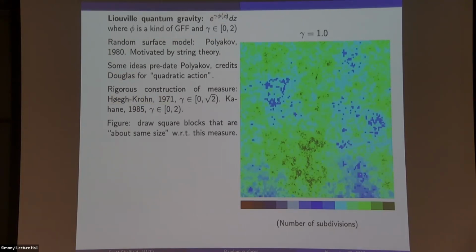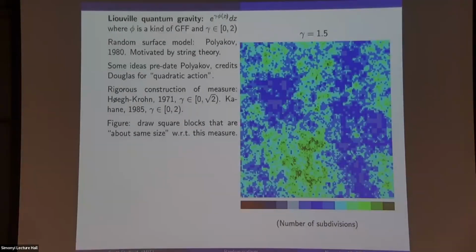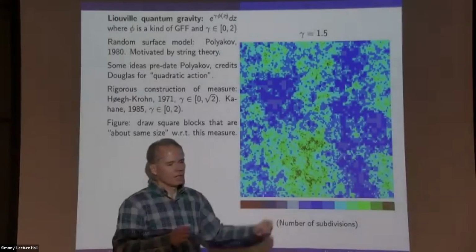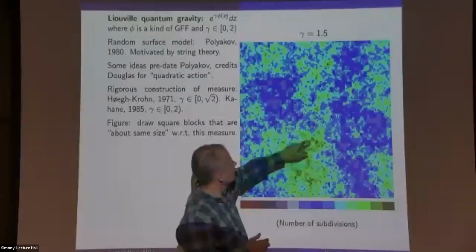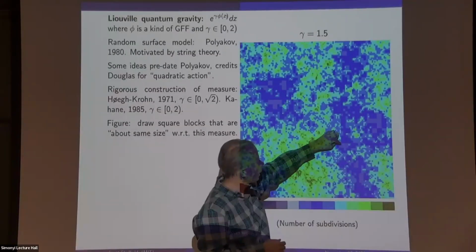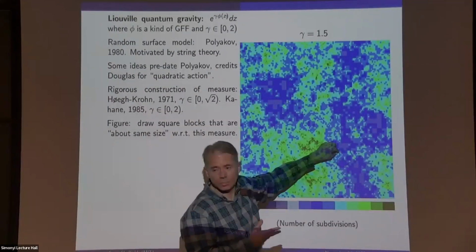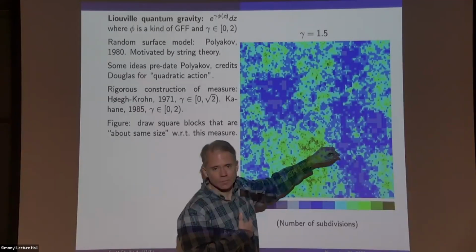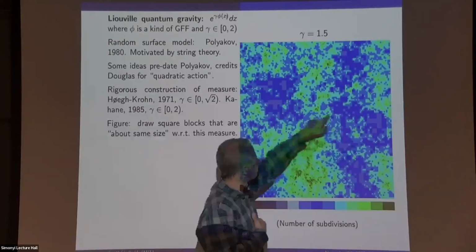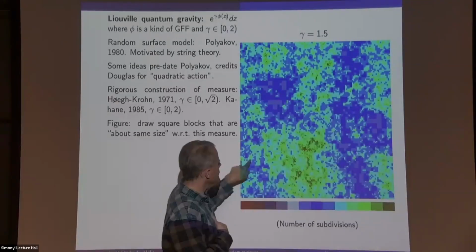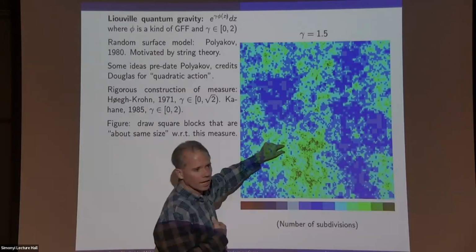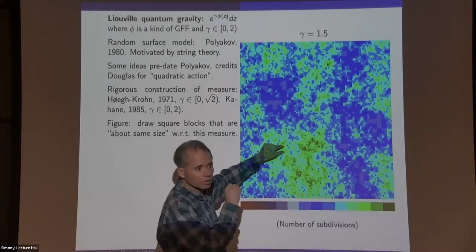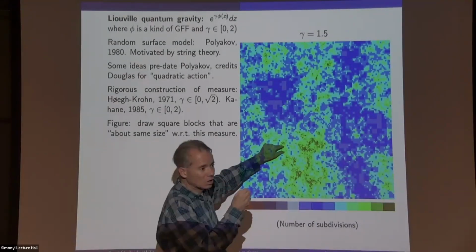But here, what I've done is I've taken this measure and I've tried to draw you a picture of the measure over here. The way I drew the picture is I said, imagine you've got the measure living here, and I try to divide this thing into dyadic squares that have about the same size with respect to this measure. I take this box, divide it into 4, divide each of those into 4, divide each of those into 4. But whenever I get to a box where the measure of that box is below some threshold, some delta, then I stop dividing.